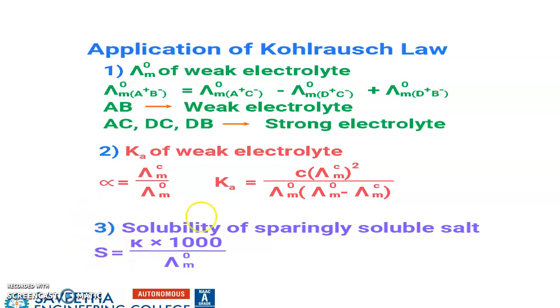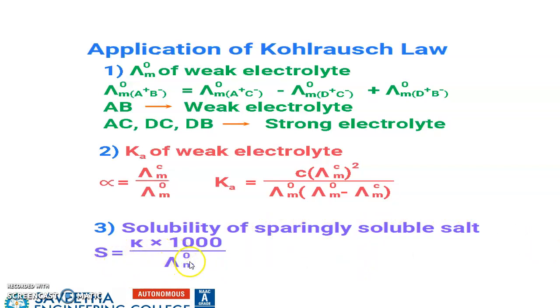lambda equivalence is equal to 1000 kappa by concentration. That concentration could be replaced by solubility. So we want to determine solubility. So solubility will be equal to kappa into 1000 by lambda. See, two modifications we are doing. Concentration is replaced by S, as well as lambda equivalence is replaced by lambda naught, because this is a sparingly soluble salt. But this cannot be done for a completely soluble salt.